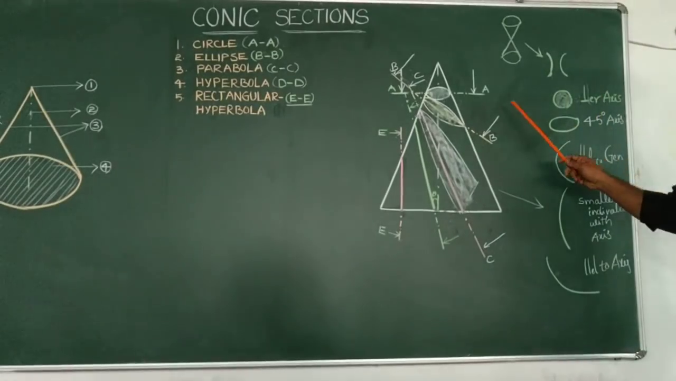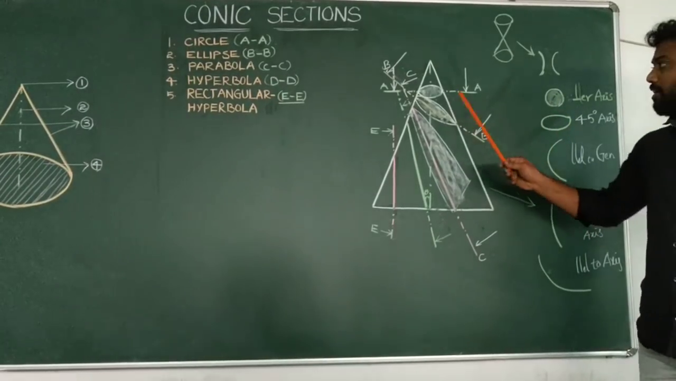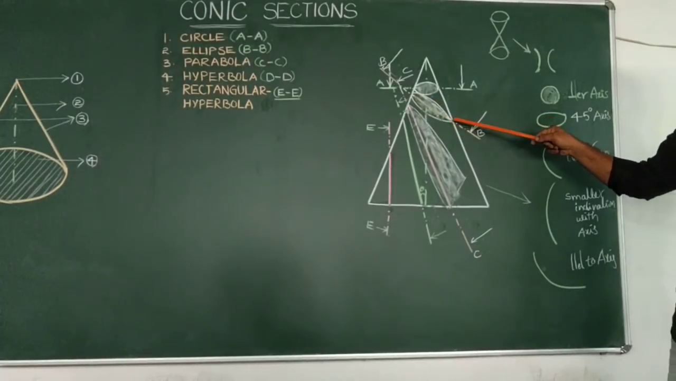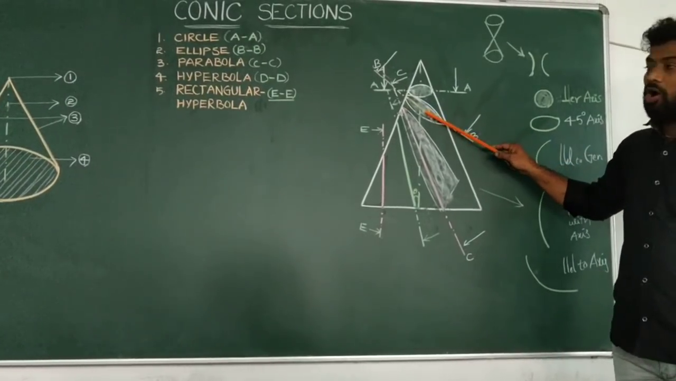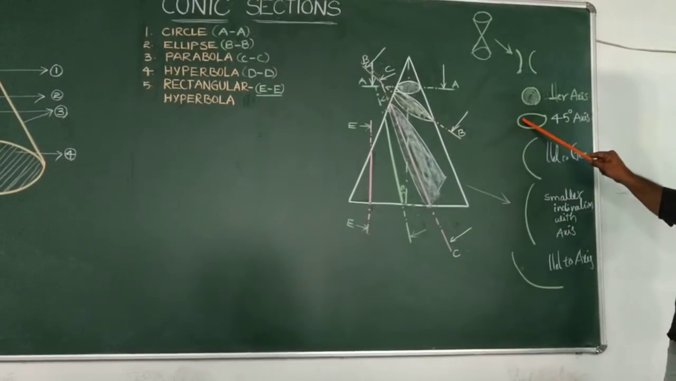Similarly, if we come into the ellipse, this one is also a closed curve, because here the sectional plane B to B is making a 45 degree inclination with the axis, and it is cutting all the generators. That is why we are getting a closed curve.